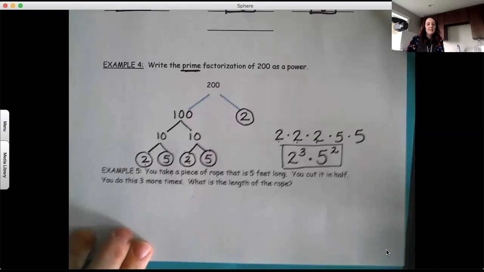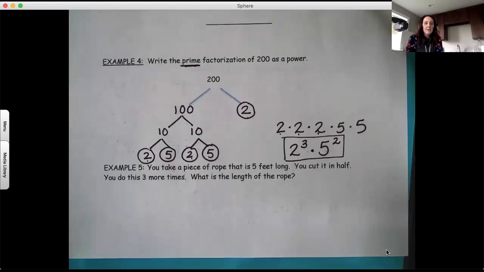Finally, let's look at example 5. Here it says you take a piece of rope that is 5 feet long. You cut it in half. You do this 3 more times. What is the length of the rope?